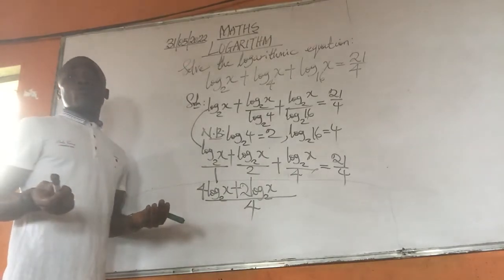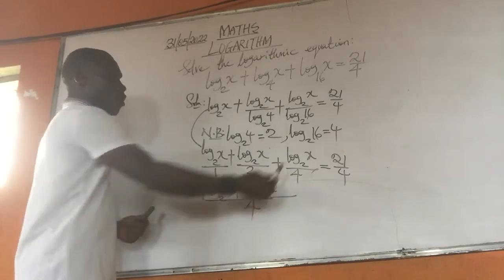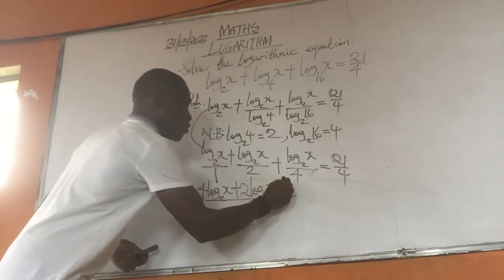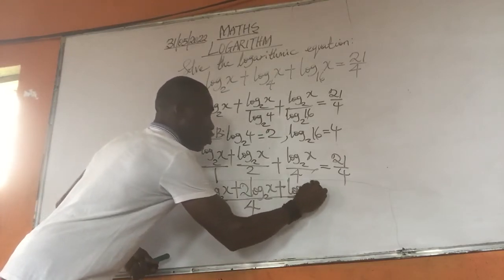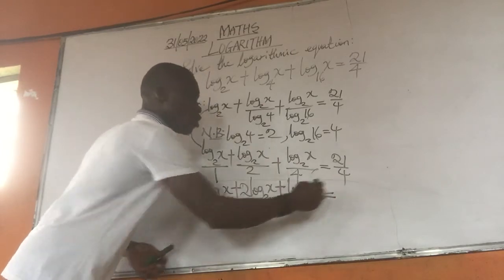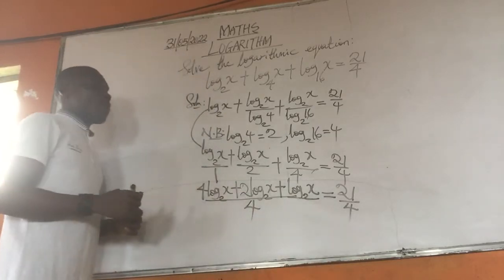Then the next thing for us to do is very simple. We divide 4 by 4, that will give us 1. Then you multiply your 1 by log base 2 raised to the power of x, that will give us the same thing as log base 2 raised to the power of x. Then everything is going to amount to 21 over 4. So this is 21 over 4.